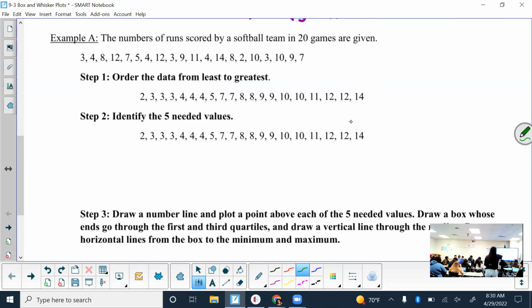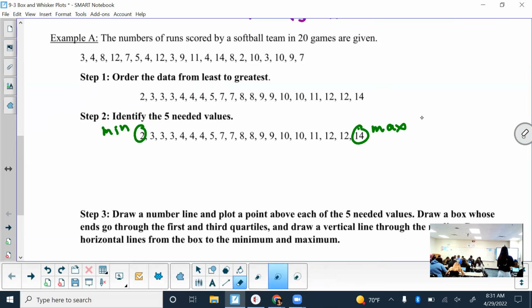What's one of the values that I need? What's my minimum? 2. Good, so I'll circle it, I'll even label it, that's my minimum. What else? The maximum, what's my maximum? All right, what else? Good, so probably you need to find your median first before you find your Q1 and Q3.